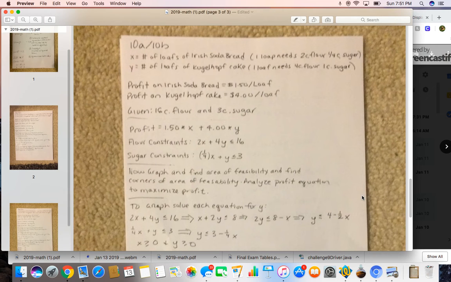Okay, so I'm gonna do this problem about the Irish soda bread and the cake. So it says that we're gonna let X represent the number of loaves of the Irish soda bread. And when you read the problem, it tells you that one loaf needs 2 cups of flour and a quarter cup of sugar. And we're gonna let Y represent the Kugelhof cake, and one loaf of that cake needs 4 cups of flour and 1 cup of sugar.